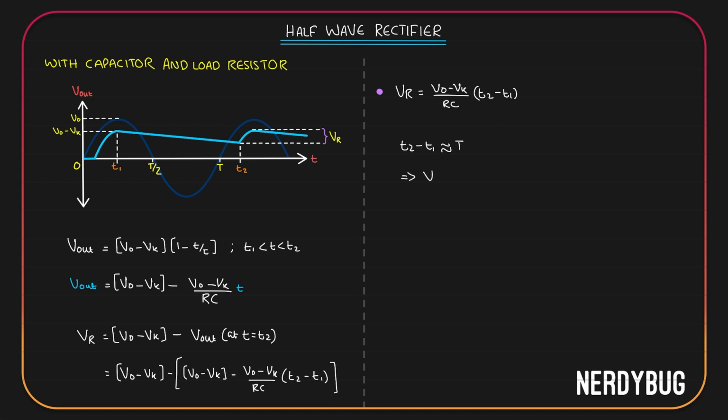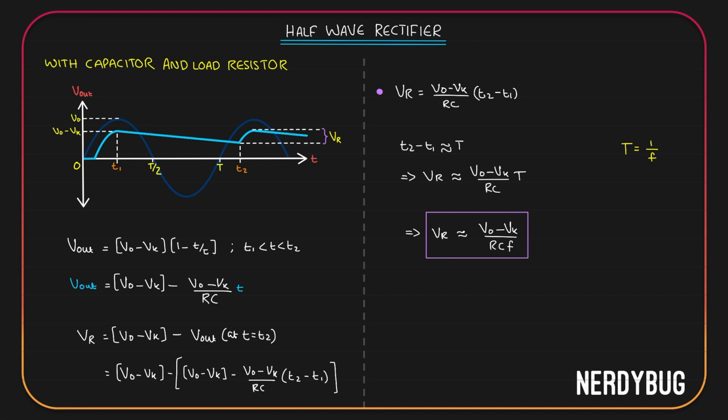In that case, we can write VR is approximately equal to (V0 minus Vk) divided by Rc, multiplied by T, where T replaces T2 minus T1. Time period can be written as 1 by frequency. Using that, ripple voltage is approximately equal to (V0 minus Vk) divided by Rcf. Vr is the ripple voltage, V0 is the peak voltage of the input, Vk is the knee voltage of the diode, R is the resistance of the load, C is the capacitance of our capacitor, f is the frequency of our input.